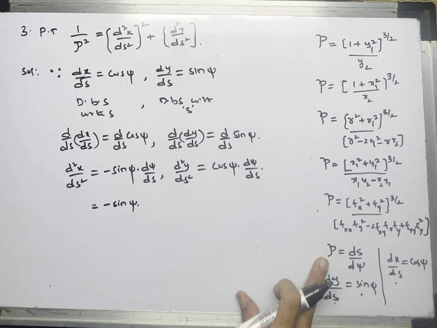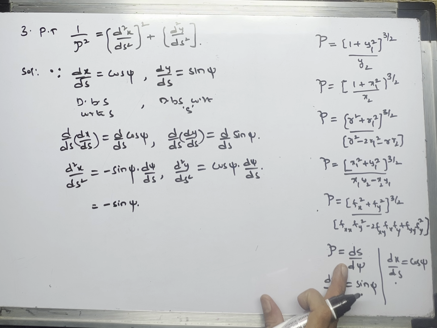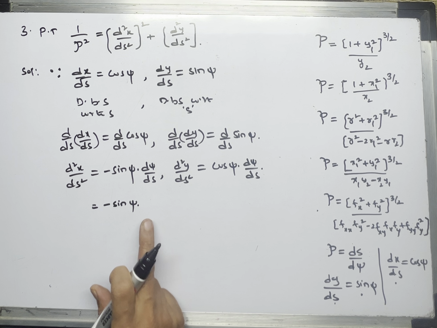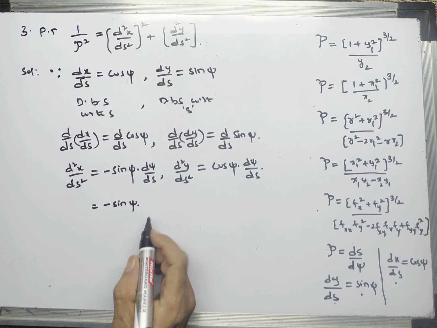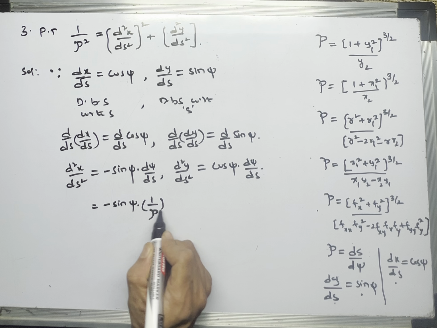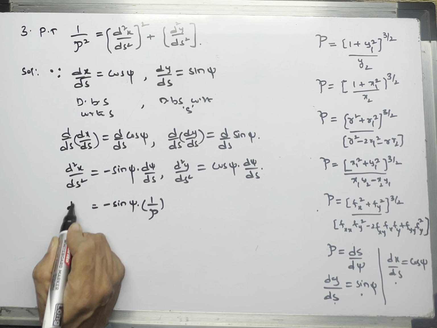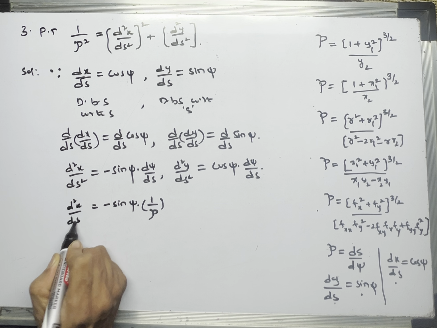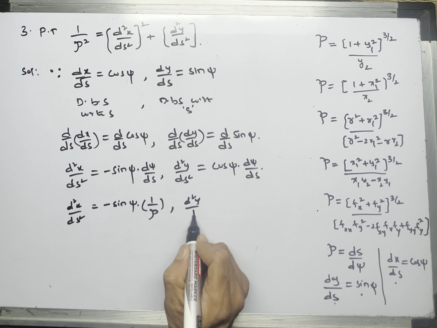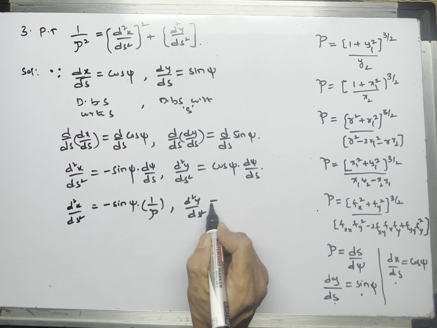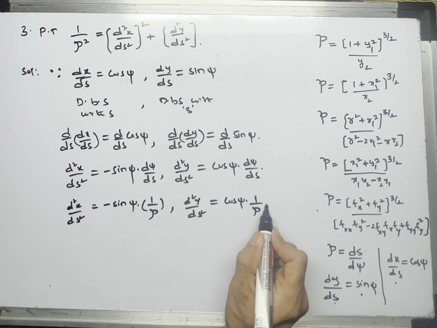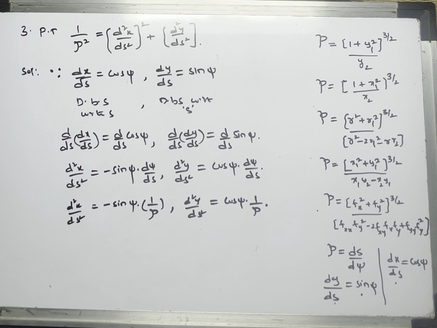Rho is ds by d psi, and what we got is d psi by ds, so we can write 1 by rho. So d square x by ds square equals minus sin psi into 1 by rho, and here we can write d square y by ds square equals cos psi into 1 by rho.